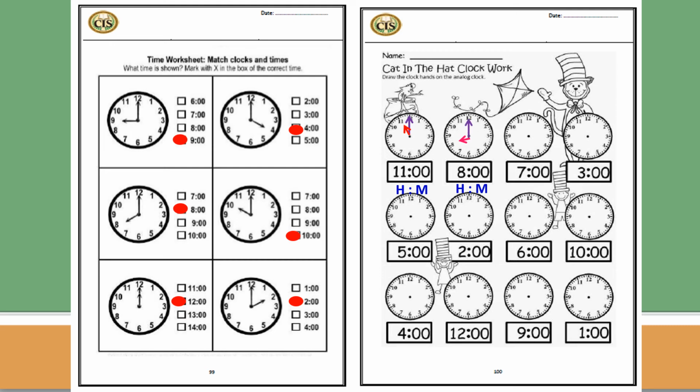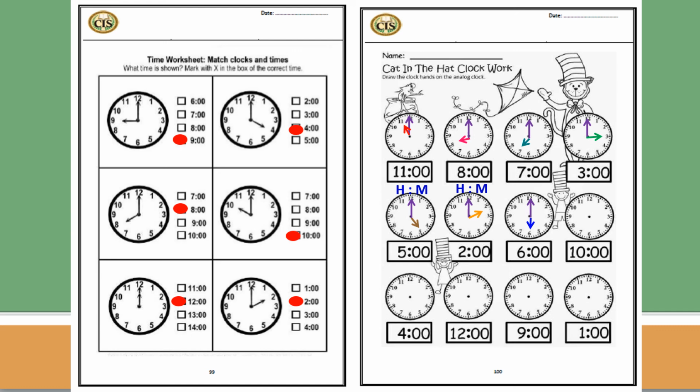Here 7:00. So the short hand points to 7. The long hand points to 12. 3:00. 3 for hours, 00 for minutes. So the short hand points to 3 and the long hand points to 12. 5:00. The short hand points to 5. The long hand points to 12. 2:00. The short hand points to 2. The long hand points to 12. Here 6:00. The short hand points to 6 and the long hand points to 12.